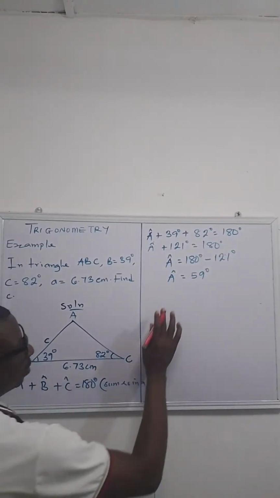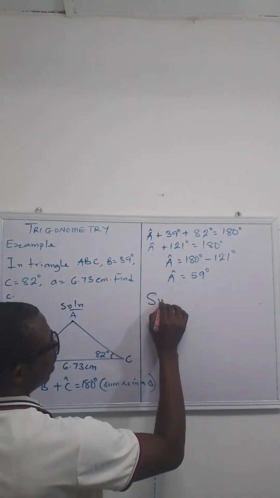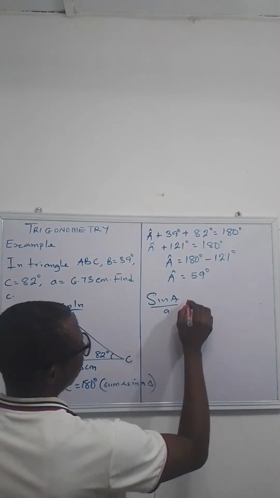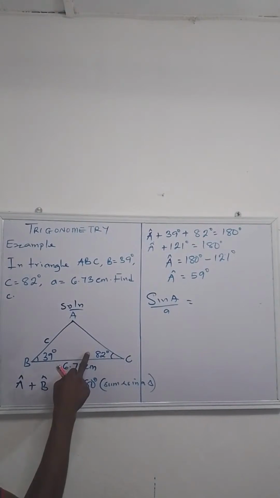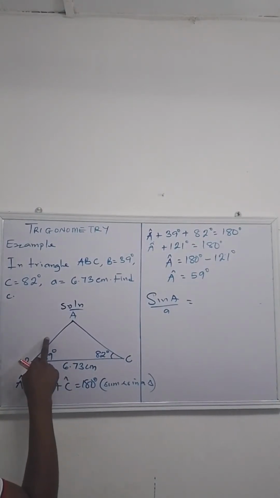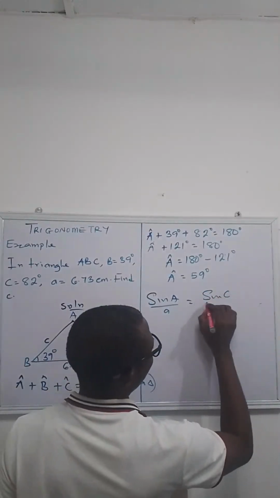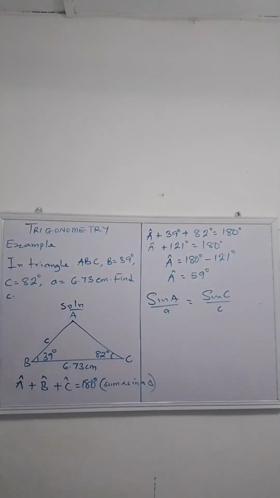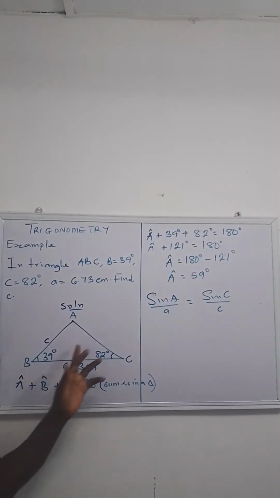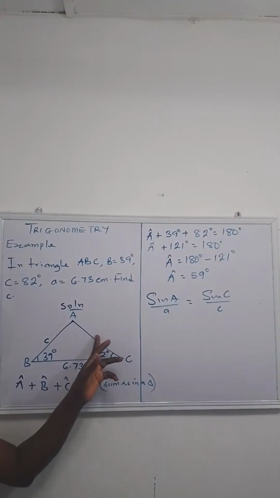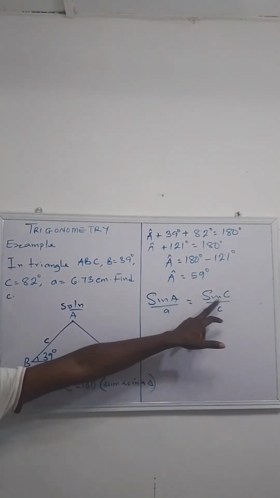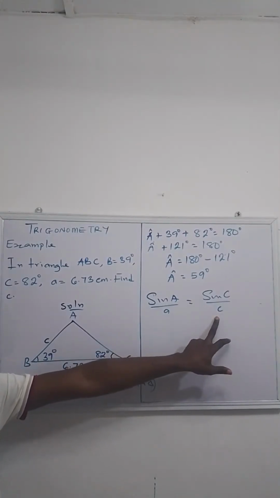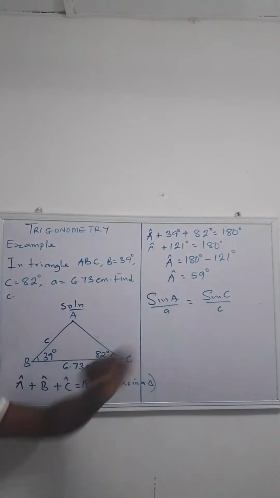So the law I'm going to be making use of is now sine A over small a. Now look at it. You are looking for side C. So I'll be making use of sine C over C. So I won't use sine B over B because I don't have any business with side B. I'm not to find side B. So I want to get C, I'm going to make use of sine C over c. Hope you understand what I'm saying. Okay, good. So let's plug in the values into this equation.